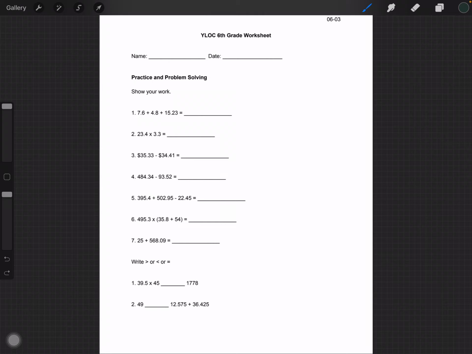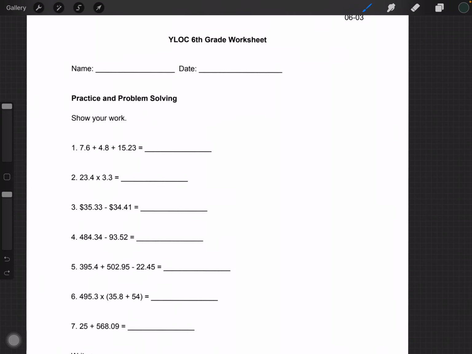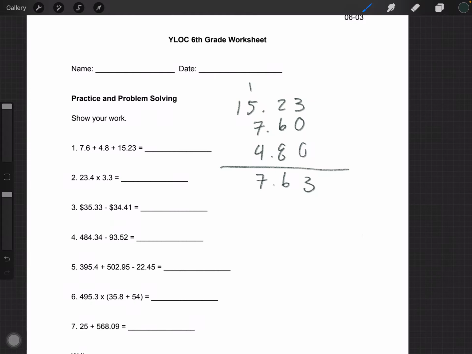So the first worksheet that you should have gotten has practice of problem solving with decimals. So let's go ahead and do number 1, which is 7.6, add 4.8, and also 15.23. So you want to make sure to line up the decimal points all the way through and add zeros where they are absent. So 3 plus 0 is 3. This is 16 with the 1 up here, and you get 17, and that becomes 27.63.